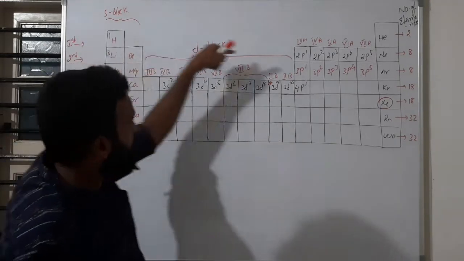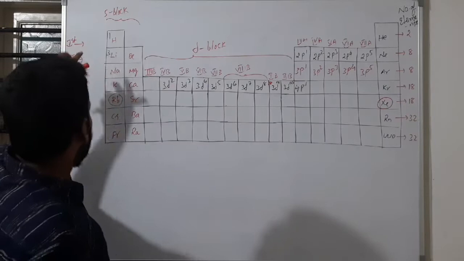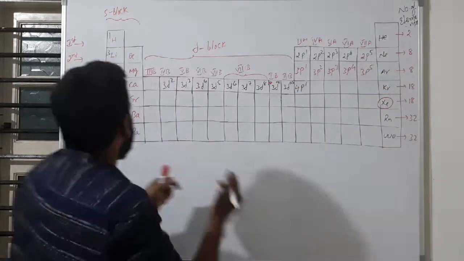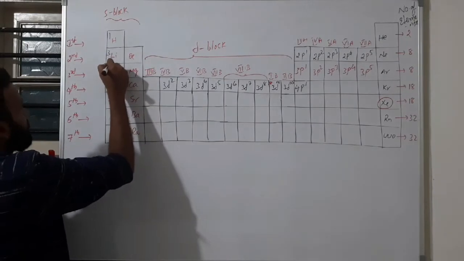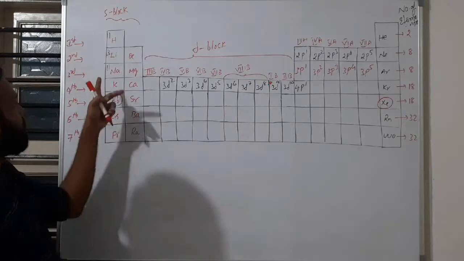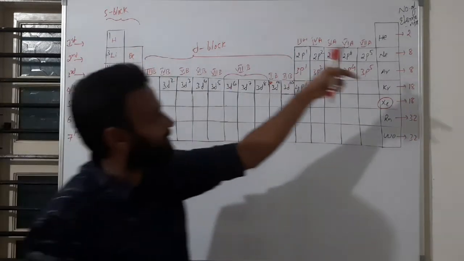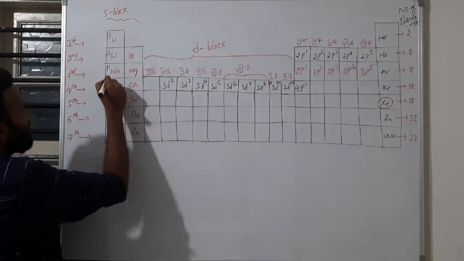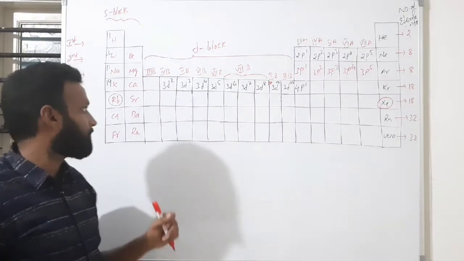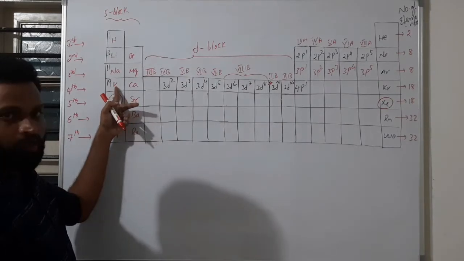In the second period, there are 8 elements, and lithium's atomic number is 3. So 3 plus 8, 11, is the atomic number of sodium. Similarly, potassium: how much? 11 plus 8, so 19 is the atomic number of potassium.